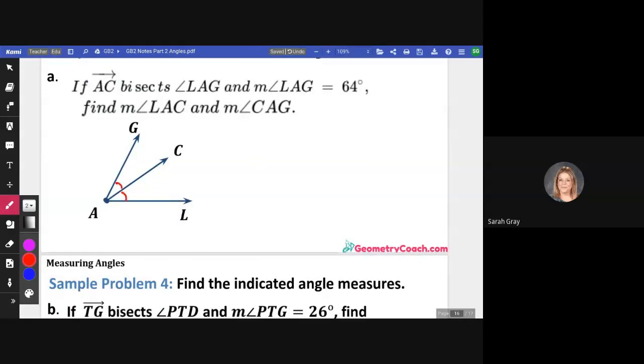Here we know that AC is a bisector, so I'm going to mark those two halves as being the same. And then I'm going to fill in the information I know. I know that angle LAG is 64, and that happens to be the whole angle. So since this is bisected, that's going to get split into two equal pieces.